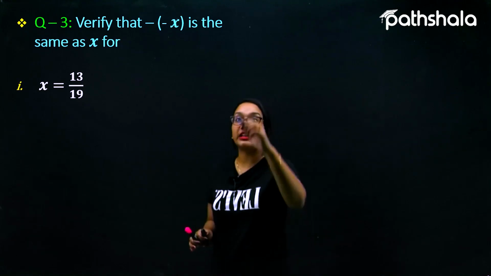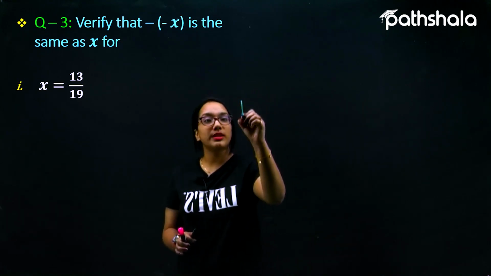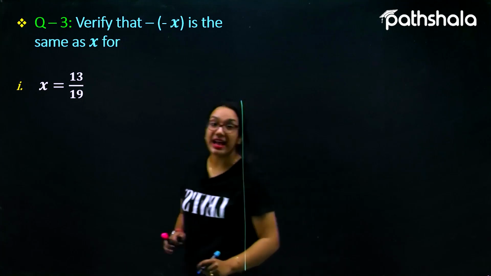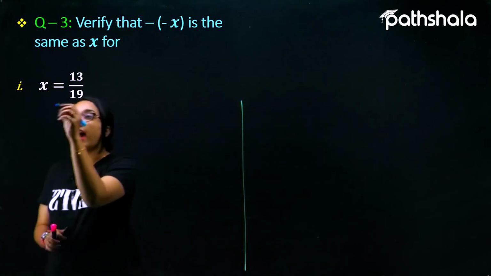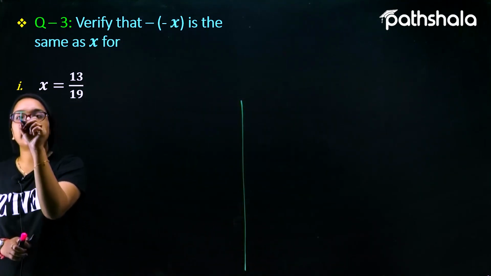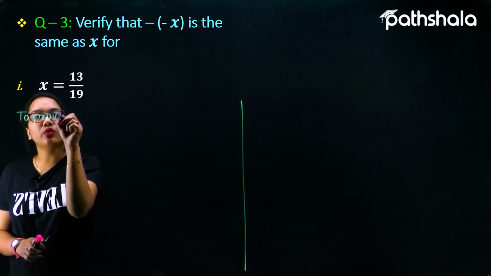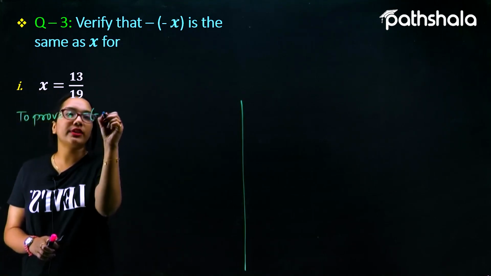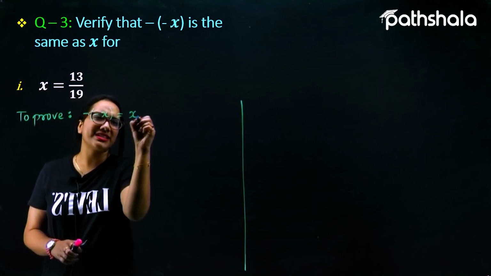So let's just start with it. First of all, let us suppose I'm talking about the number x as 13 by 19. We have to prove that negative of x is nothing but the same as x.